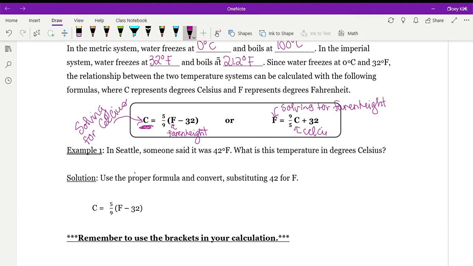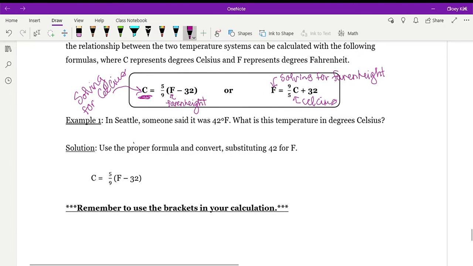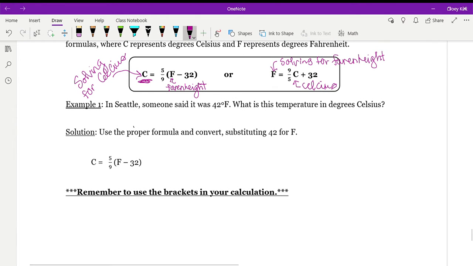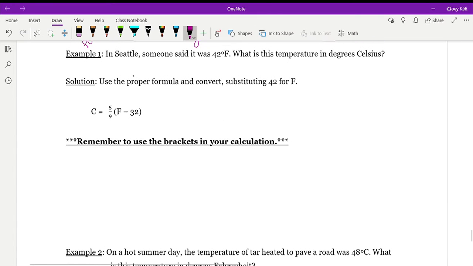And the number one thing that I've noticed students do when they're looking at these questions, if they're going to get one wrong, it's because they just picked the wrong formula. So just make sure if you're solving for Celsius, you pick the formula with the C equals, and if you're solving for Fahrenheit, you pick the formula with the F equals. So I've got a couple examples here.